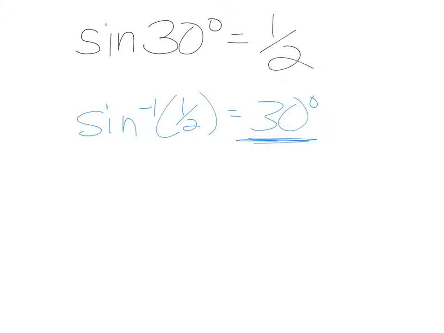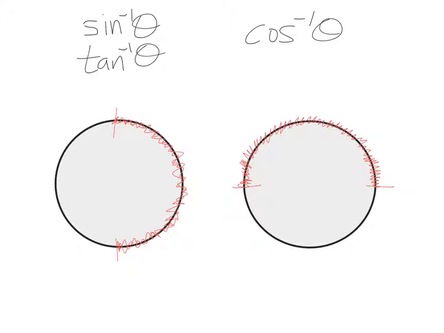Besides the inverse sine being written with the little -1, sometimes you see it written arc sine. And that's true for the cosine and the tangent as well. There are restrictions as to where we can look on the unit circle to find values for inverse trig functions. Inverse sine and inverse tangent only use the right half of the circle, while inverse cosine only uses the top half of the unit circle.